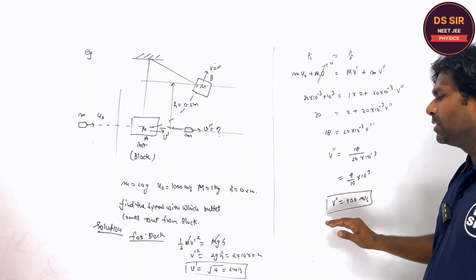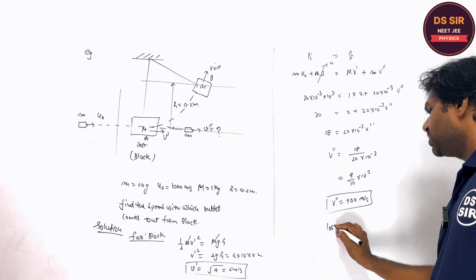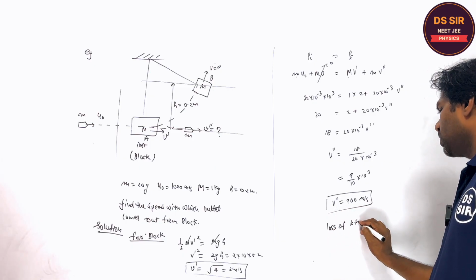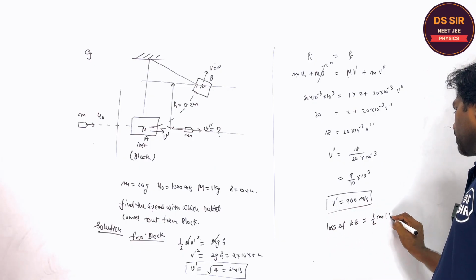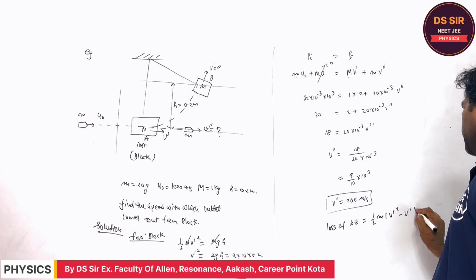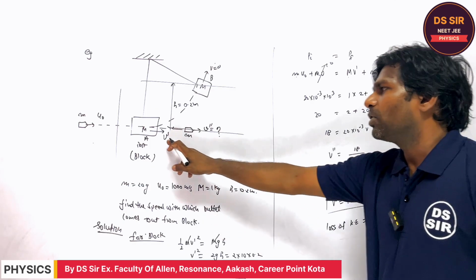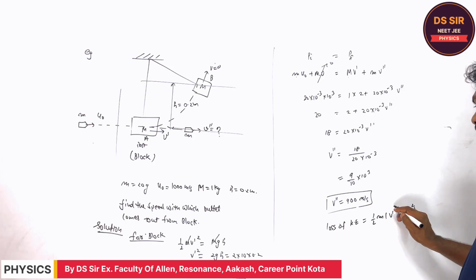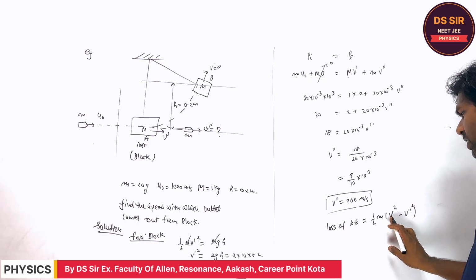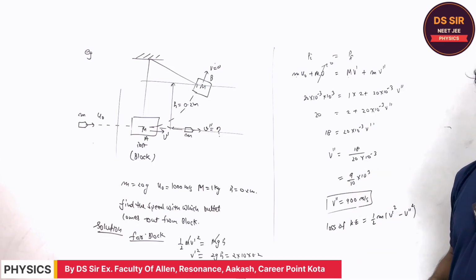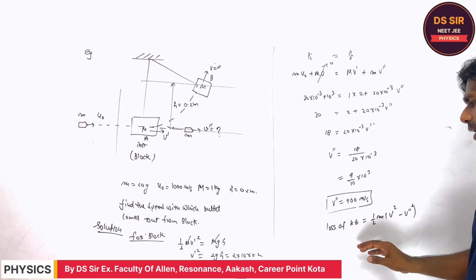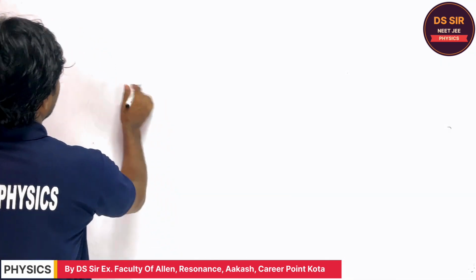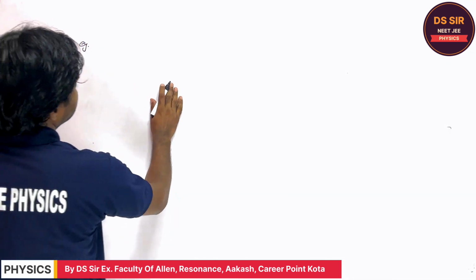You can also find the loss of kinetic energy in this case. What is that? Half m times v dash square minus v double dash square. Initial velocity is more, the final velocity is less. Therefore, when you are finding the loss, you have to take initial minus final kinetic energy into account. Right? Copy this. Now we will do a very important and interesting question.